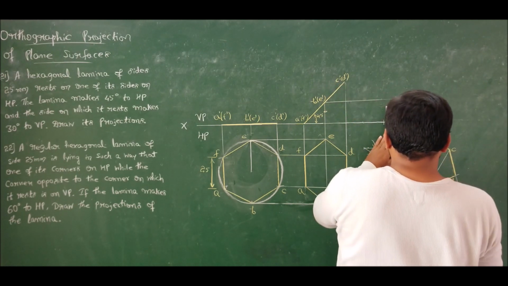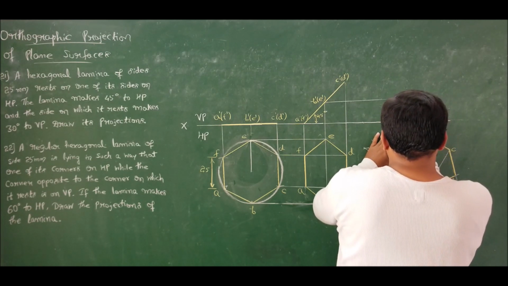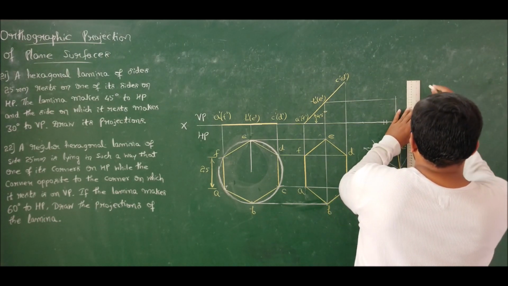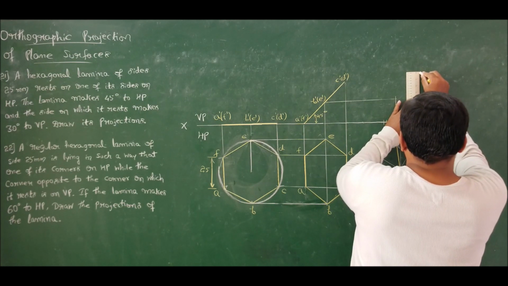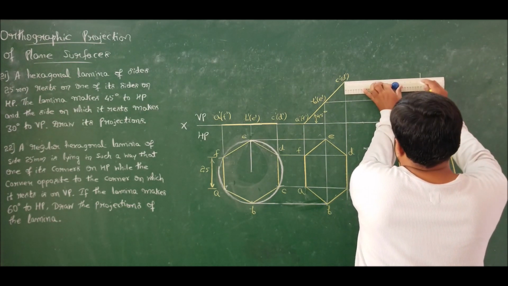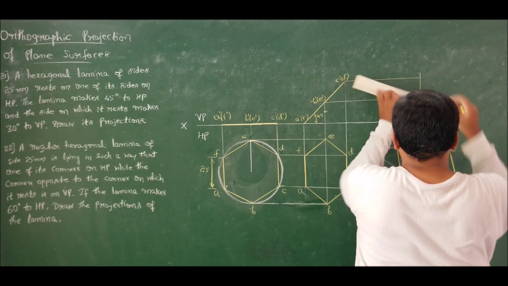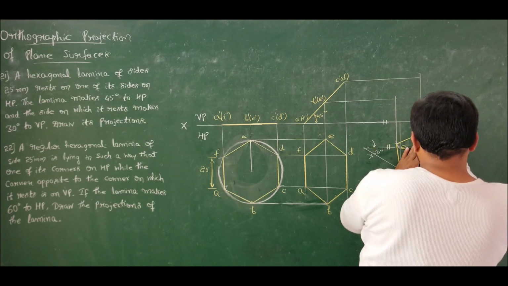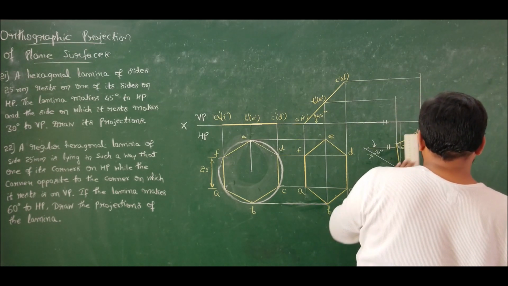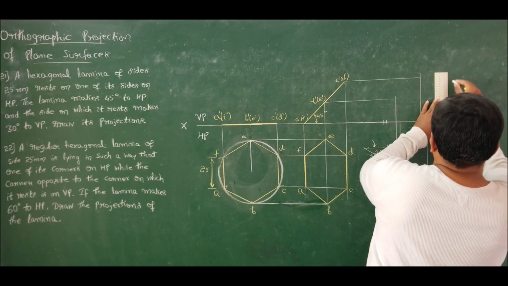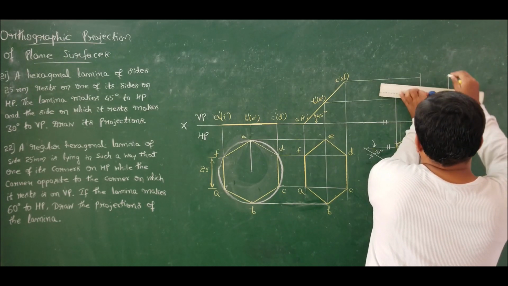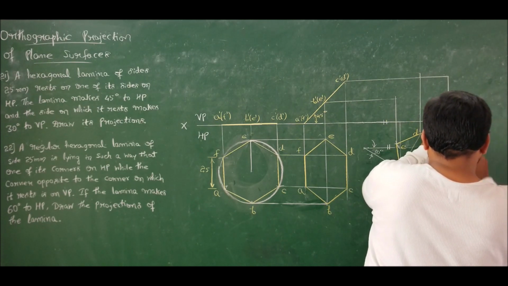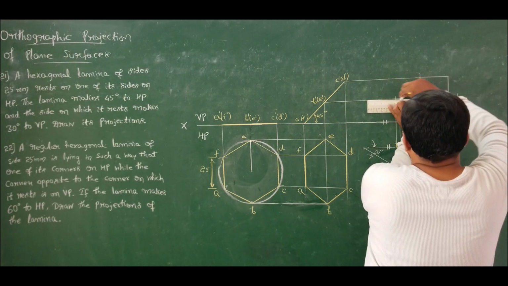This is E dash. Next we have F. Next we have D. Then we have A. Then we have C. So this is C. And finally B.